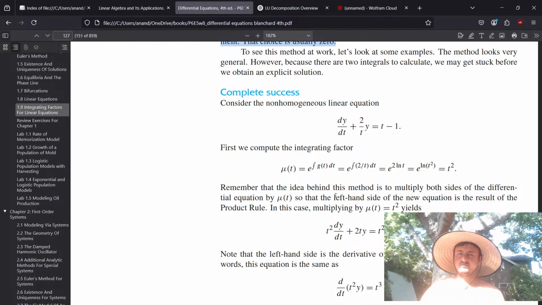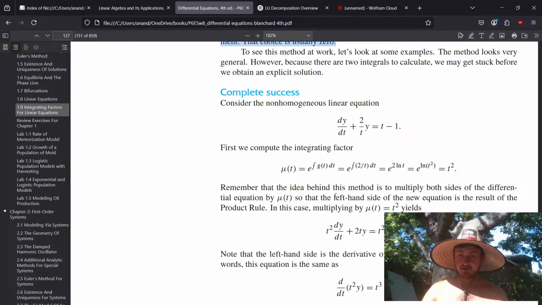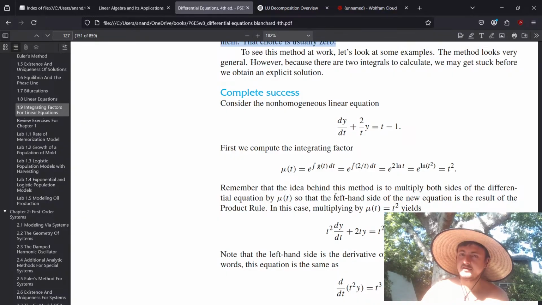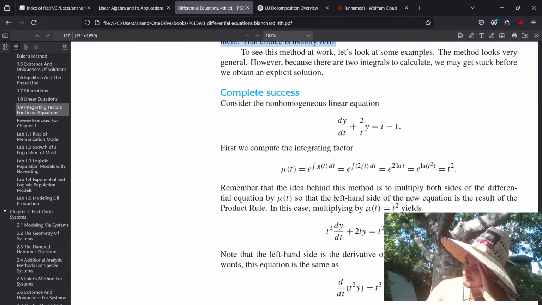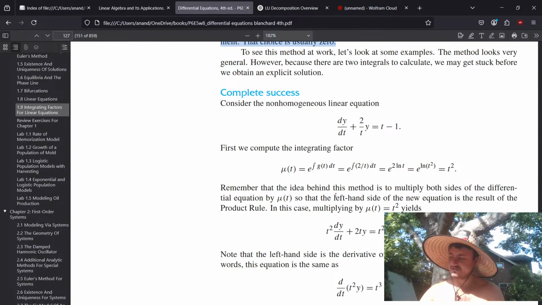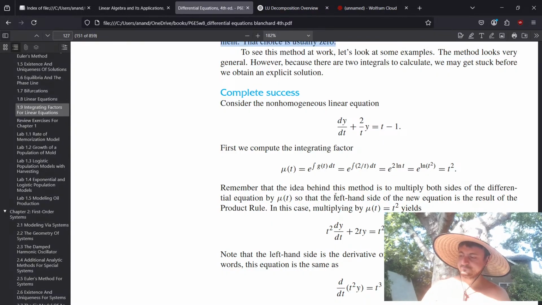Okay, so let's do an example. y prime plus 2 over t y is equal to t minus 1. So this is an example. So a of t is equal to 2 over t, or this is g of t, actually. I'll stick with the g. And then b of t is equal to t minus 1.